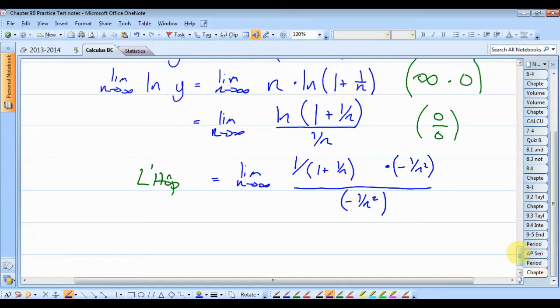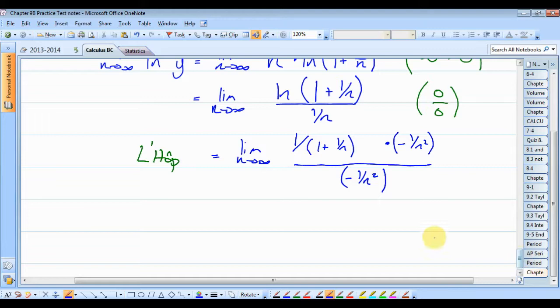I thought 1 over n approached infinity by the rule. N is approaching infinity, so 1 over n approaches 0. Oh, no, no. We're not looking at a series, though. We're looking at a limit. Yeah, that's different. Sorry. All right, so we're going to cancel.